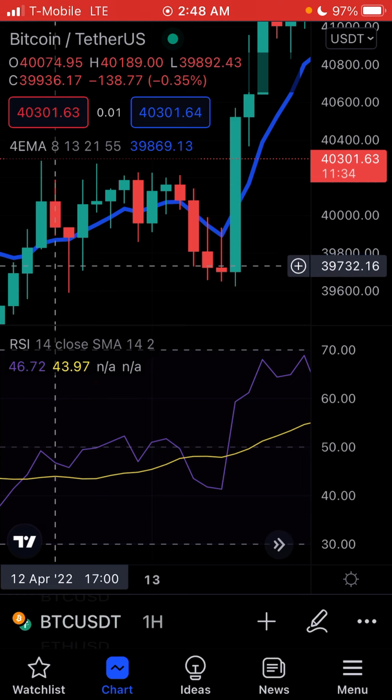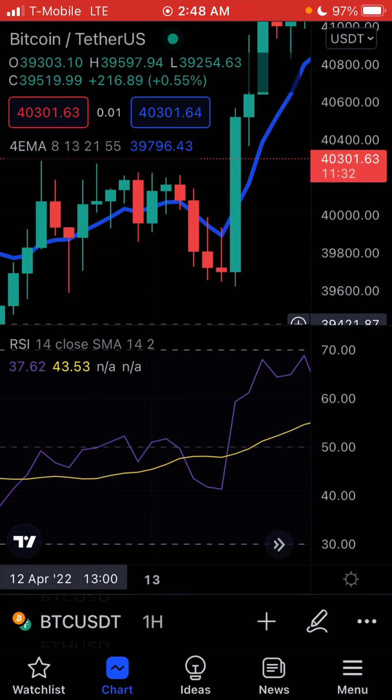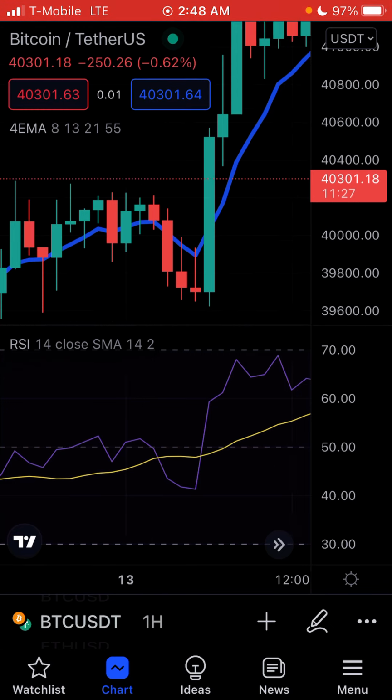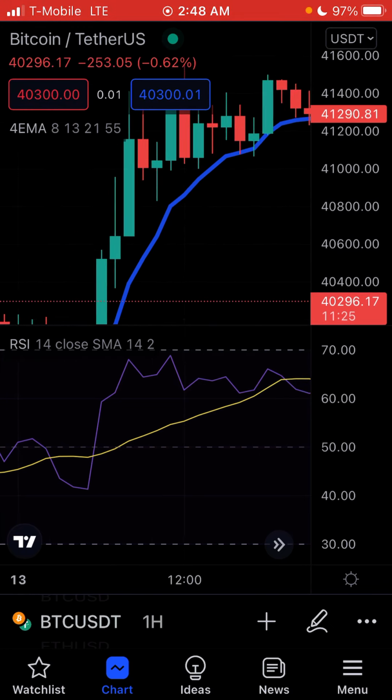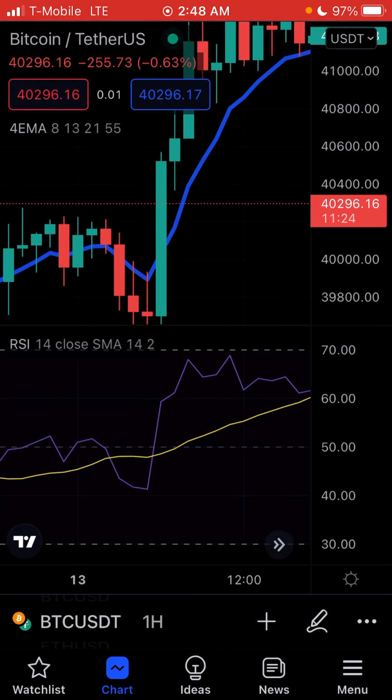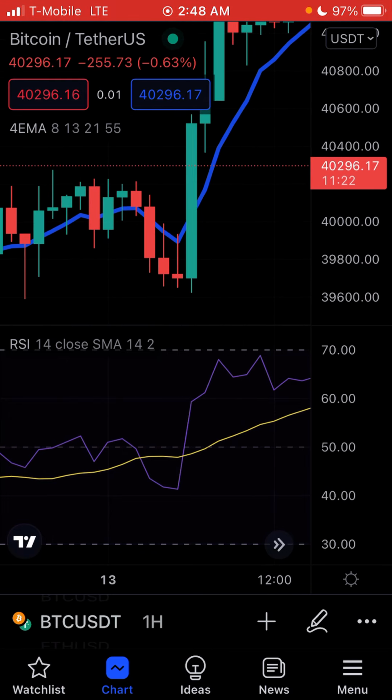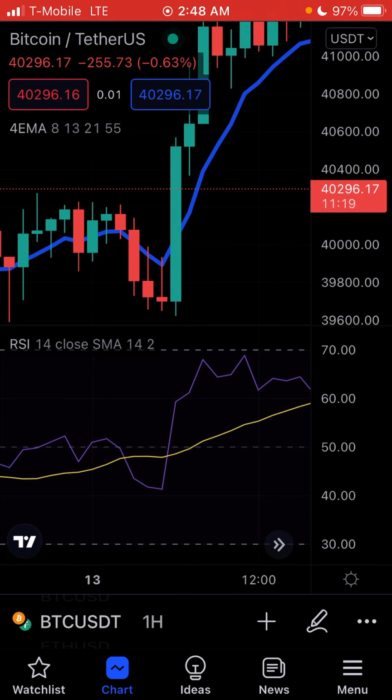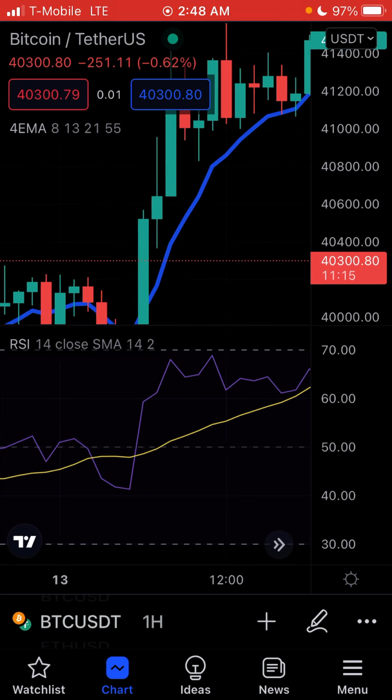So then what happens? The candle starts going up. I don't have my little ruler here, I can't really do this on my phone, but you can tell from that point all the way up here, some pretty big gains.